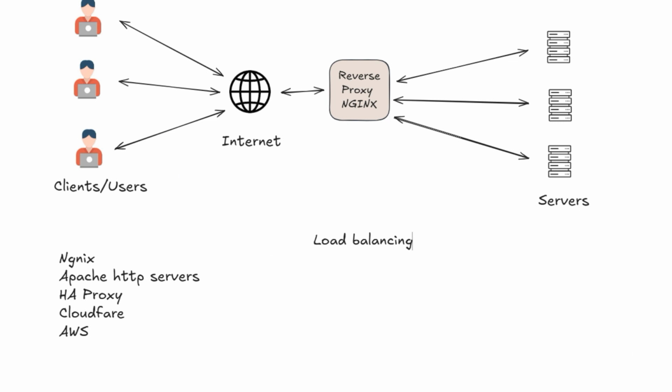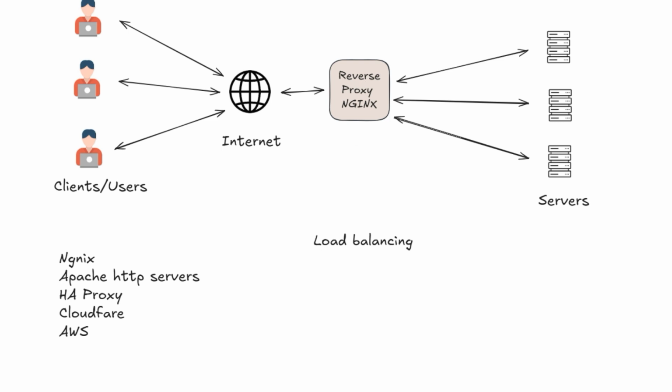Now when the request is coming from the user, it will first go to this proxy server, which will act as a load balancer, and then it will redirect the incoming request to the servers which are not heavily loaded. So this algorithm is handled by the load balancer. Basically, its job is to balance the incoming requests coming from the user.